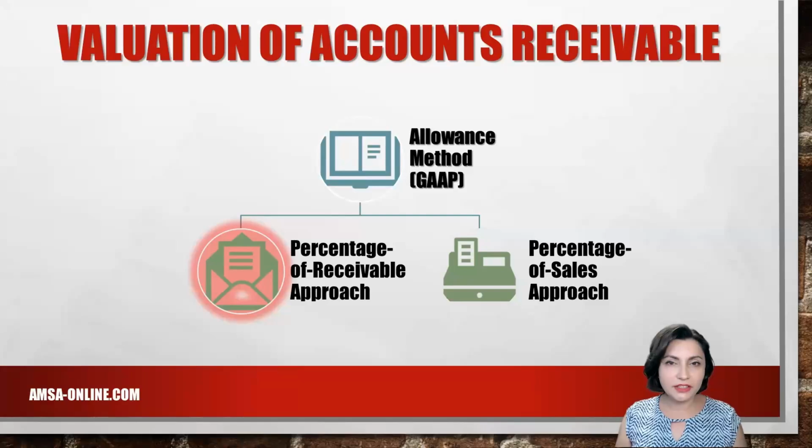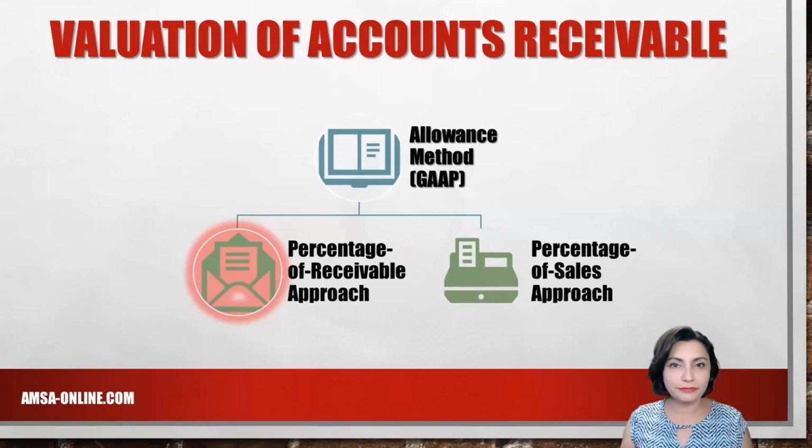The key here is to decide which amount to use: the amount estimated to be uncollectible or the balance in the allowance for doubtful accounts. Since yearly sales and bad debt expense amounts are not provided, we assume that the company calculates the allowance for bad debts using the percentage of receivable approach, not the percentage of sale approach.